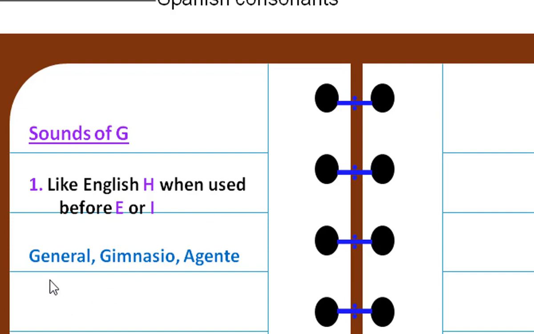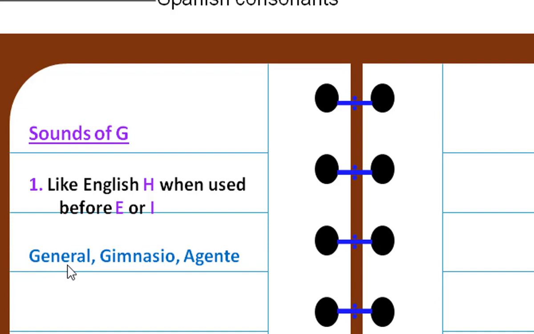So looking at the first example, we have this word. Let's first break this word into syllables, and that is exactly how we read a word in English or in any other language. We look for syllables. So this word has 3 syllables, and applying the rule which we have, that it sounds like English H when it is placed before E or I, it becomes he, he.